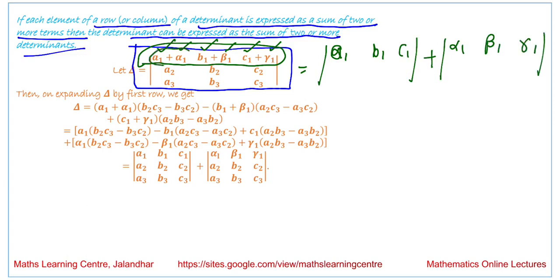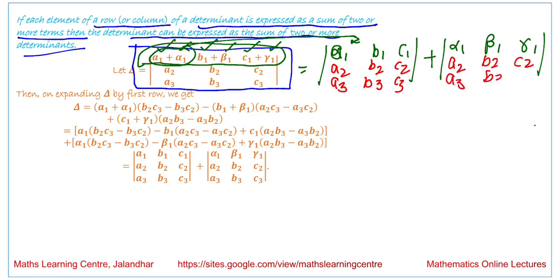So this A1 plus alpha 1, we are saying it comes in this form. These two rows will remain as they are. It is A2, B2, C2, A3, B3, C3. Similarly, this is A2, B2, C2, A3, B3, C3. The proof is quite simple.